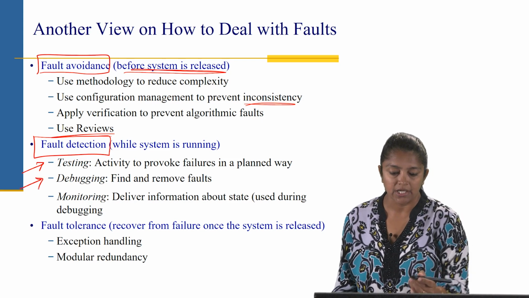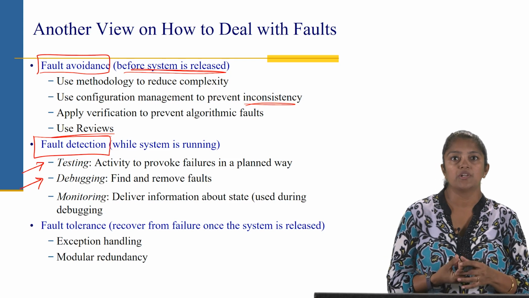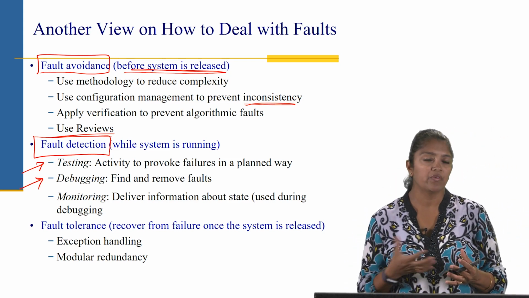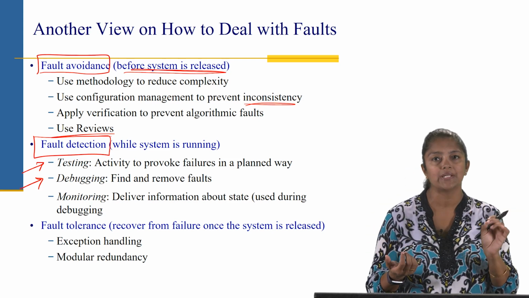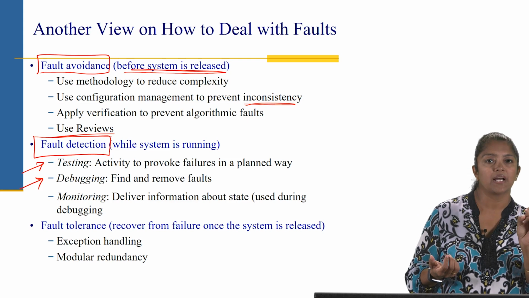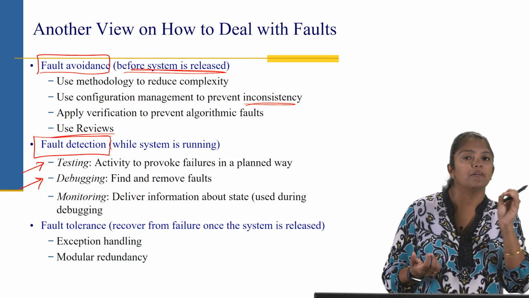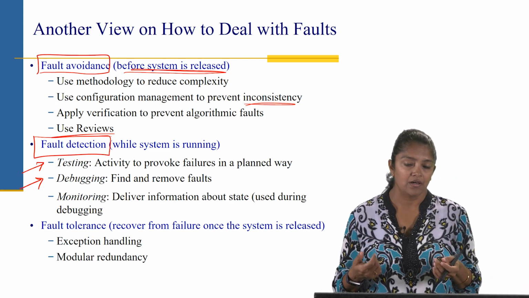The next is debugging. Once we have found a fault, it's a way to actually remove those faults from the code. Once the fault has been determined, it involves stepping through the code and figuring out where exactly the issue is, where exactly that algorithmic fault or error in the code is that needs to be fixed. So that's debugging.